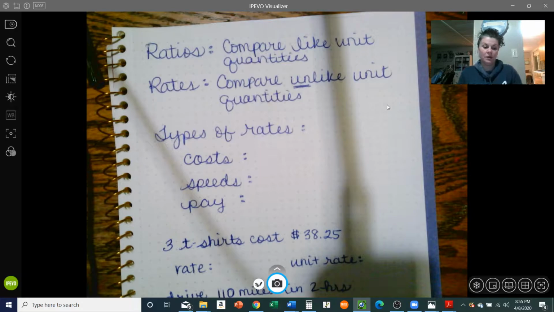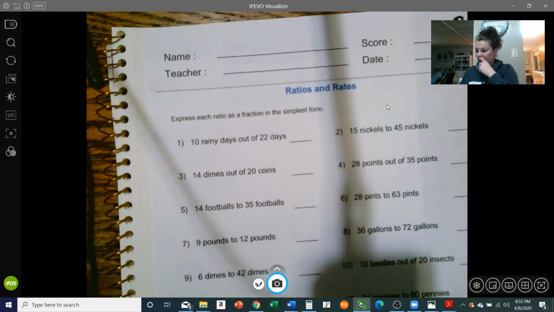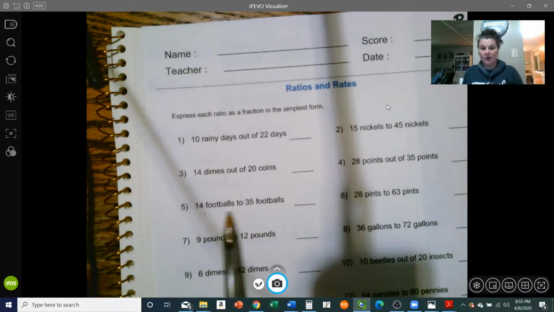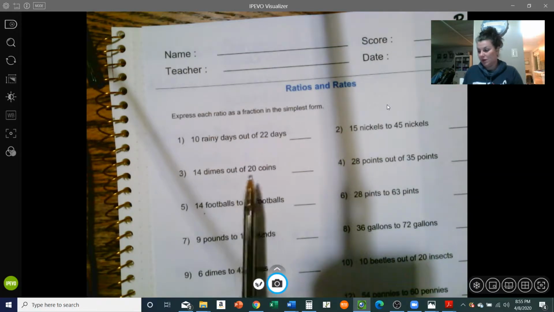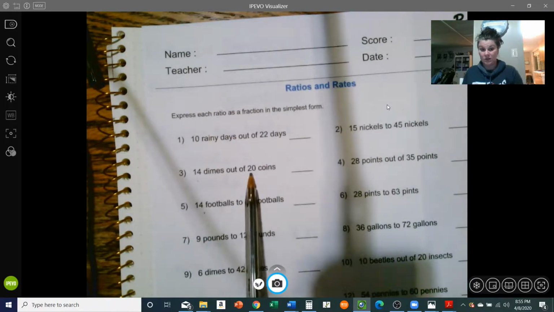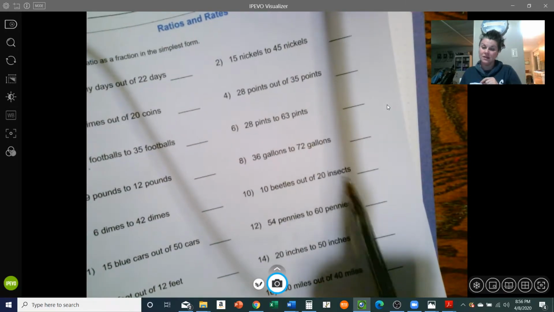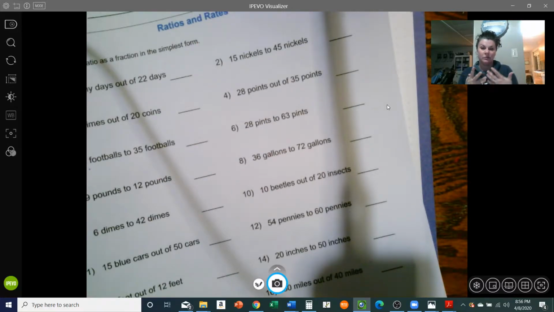So when we were comparing here 14 footballs to 35 footballs, those were both footballs. Or 14 dimes to 20 coins, those were both types of coins. Here, 10 beetles out of 20 insects. The beetles and the insects are both the same kind of thing. They're both insects, so they're related in that way.